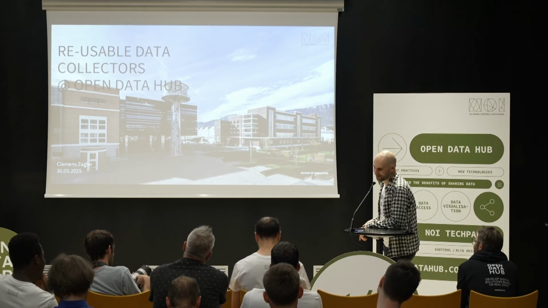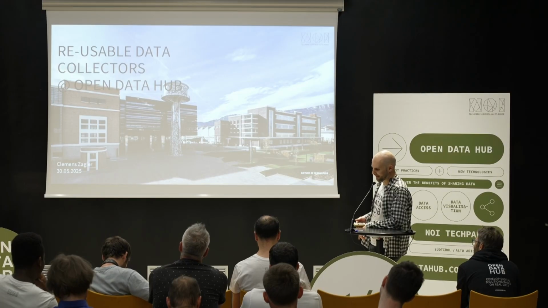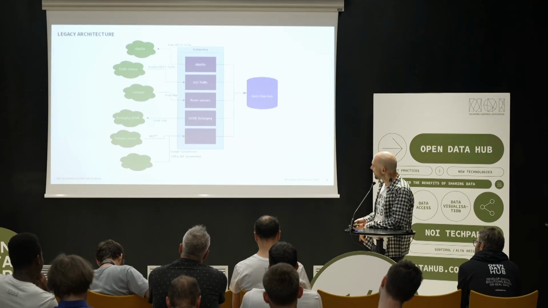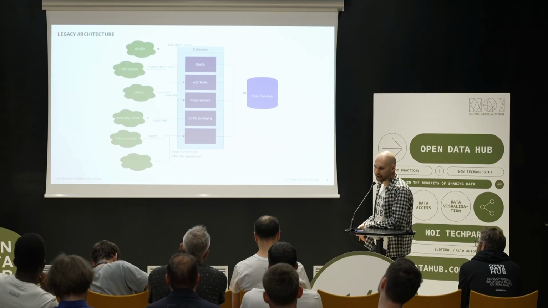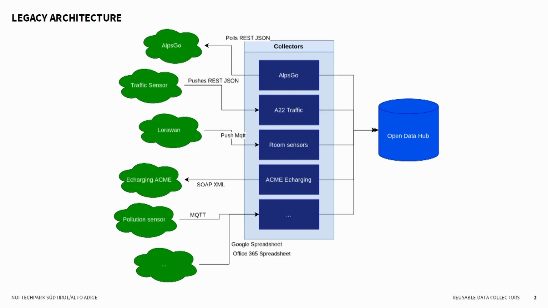So I will talk about reusable data collectors in the Open Data Hub. This is what our architecture used to look like. Maybe some of you have attended a presentation of our new architecture that we've been implementing. Before, it used to look like this, so it's quite naive, I would say. You have a lot of data providers, which are the clouds on the left. For example, A22, a car sharing provider, or some parking station somewhere.